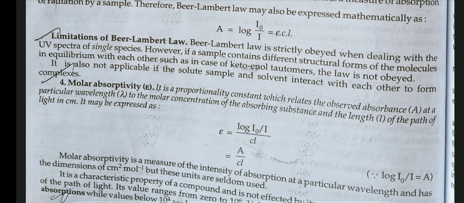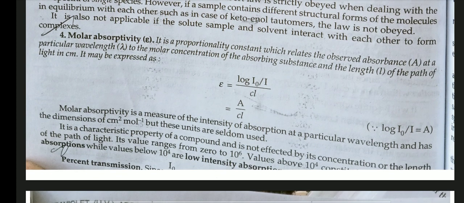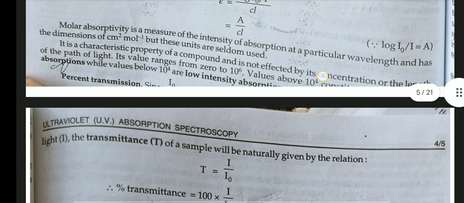Molar absorptivity is a proportionality constant which relates the absorbance at a particular wavelength to the molar concentration of the absorbing substance and the length of the path of light in centimeters. It may be expressed as E = log I0/I / Cl = A / Cl. Molar absorptivity is a measure of intensity of absorption at a particular wavelength and has the dimension of centimeter squared per mole, but these units are seldom used.